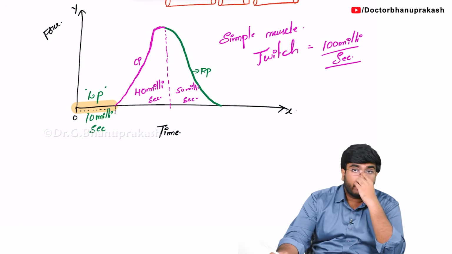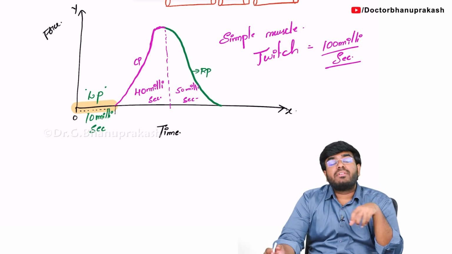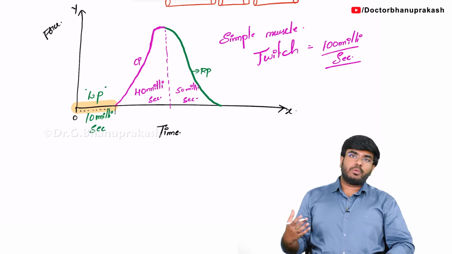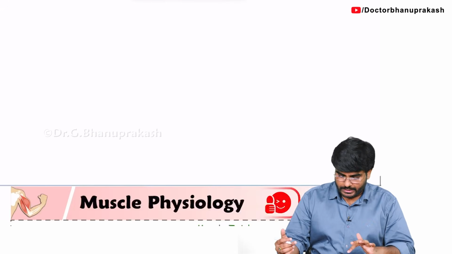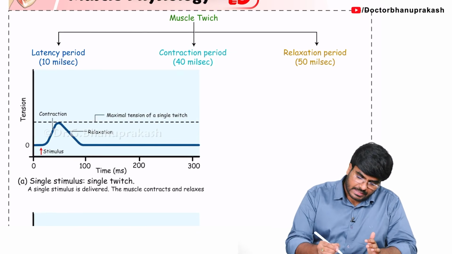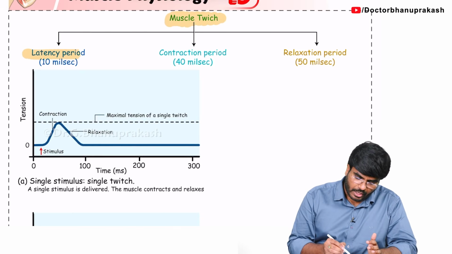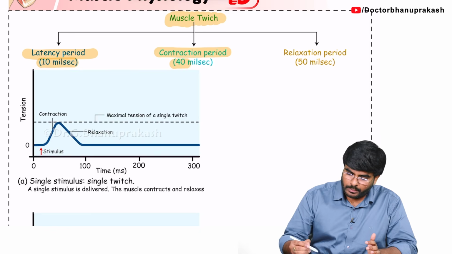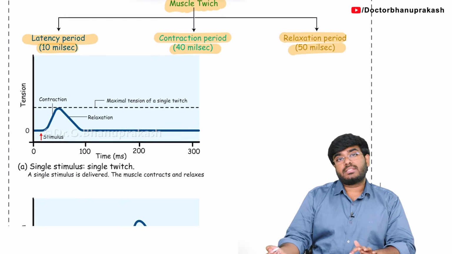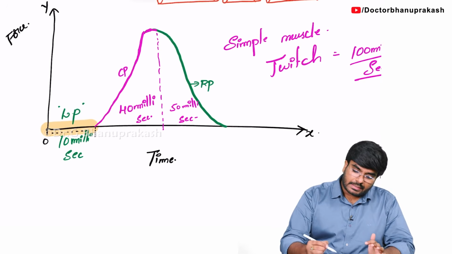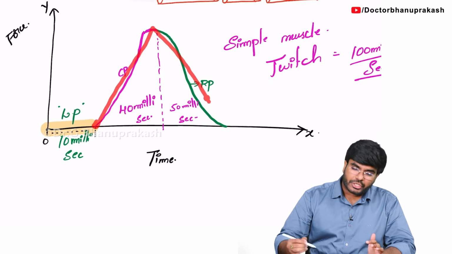Now whatever I have discussed here, let me show you the same thing in the graph which was already given here. Look here, my dear students, a simple muscle twitch includes a latency period of 10 milliseconds, contraction period of 40 milliseconds, and relaxation period of 50 milliseconds. Again I am telling you guys, this is not the action potential of a muscle.